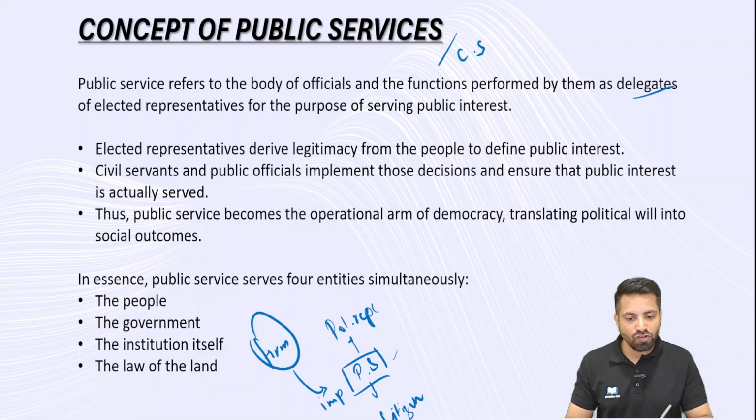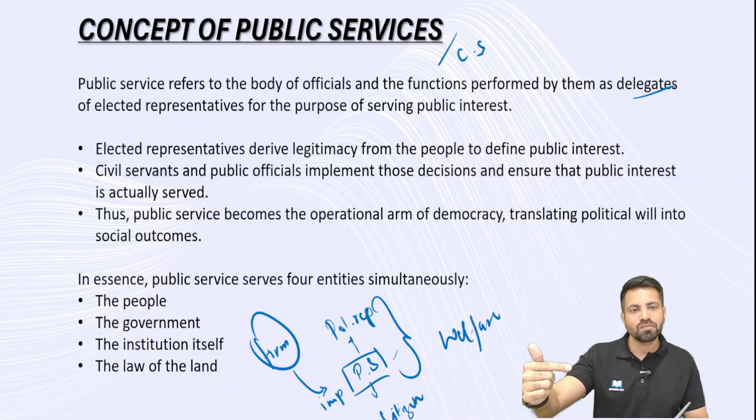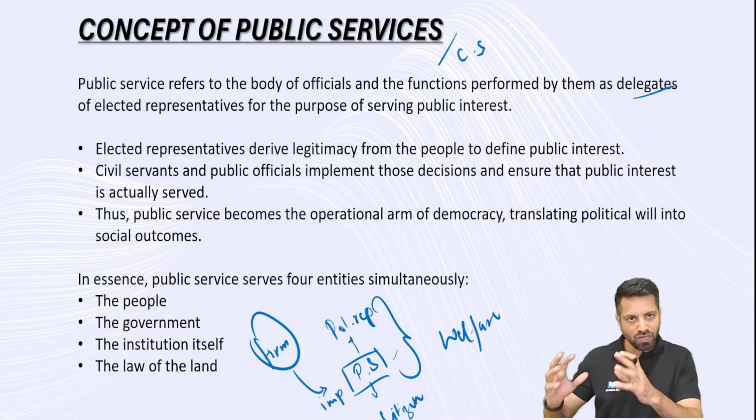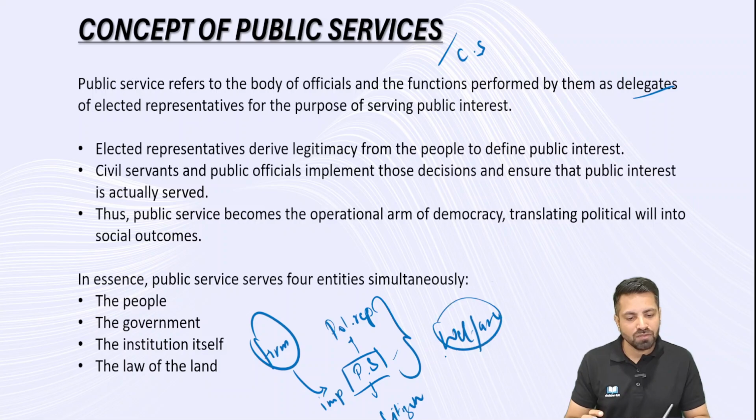Ultimately the objective of both the political representative as well as the public servants is the welfare of the people. They have to serve the public interest. That is the ultimate objective. But the way they do it differs: political representatives by formulating the policy and public servants by implementing these policies. But what is the ultimate goal? It is the public interest, it is the welfare of the citizens of a country. So this is the setup of public services or the civil services.